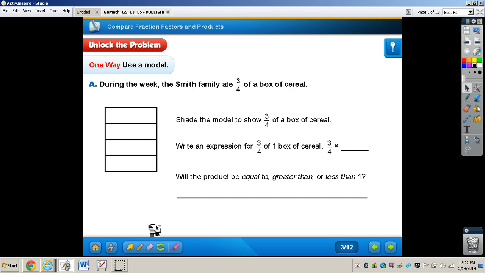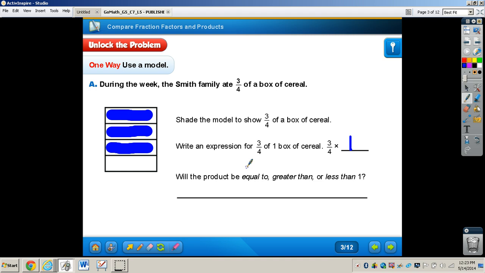It says, during the week, the Smith family ate 3/4 of a box of cereal. Okay, so the first step with our model, pretty much know that we need to shade in 3/4 of the cereal. So this represents the box, 3/4 of it. Okay, so we can shade the model to show 3/4 of a box of cereal. Okay, so we need to write an expression for 3/4 of one box of cereal, which actually represents 3/4 times 1.